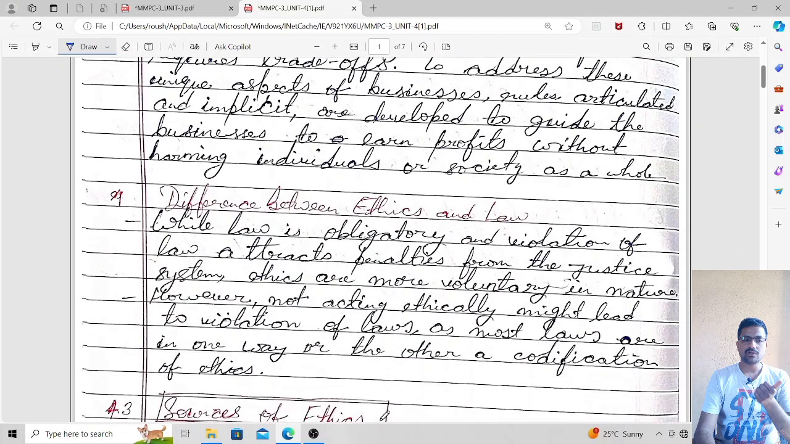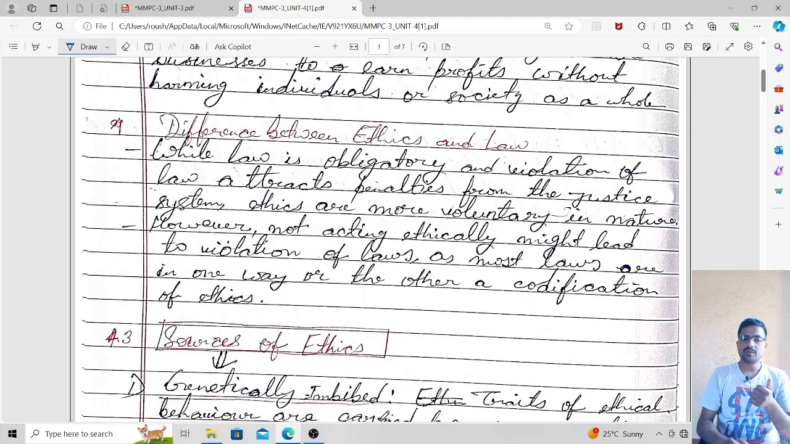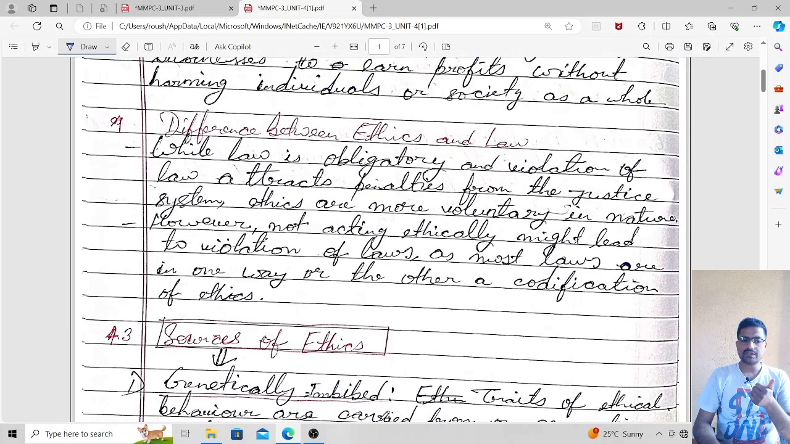So, the difference between ethics and law. While law is obligatory and violation of law attracts penalties from the justice system, ethics are more voluntary in nature. So law is obligatory and violation of law can attract penalties from the justice system, but that kind of penalties are not present in case of ethics. Ethics are more voluntary in nature. However, not acting ethically might lead to violation of laws.